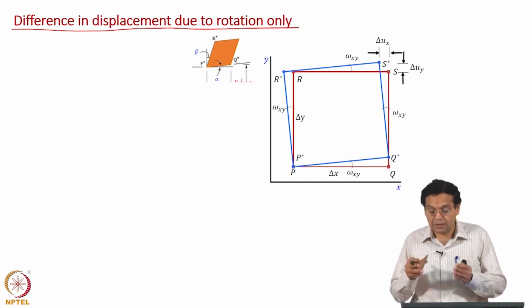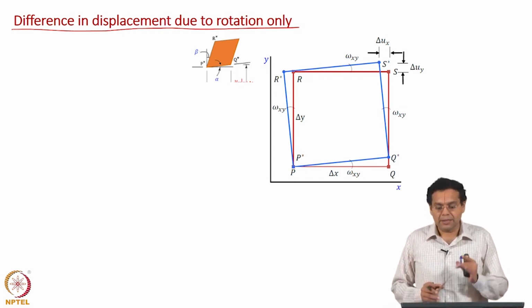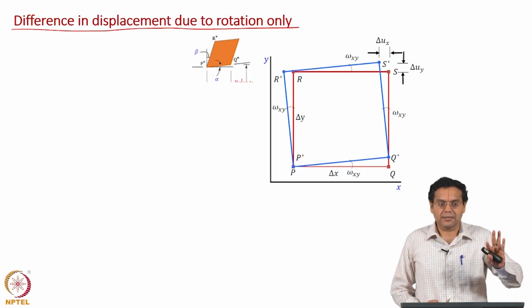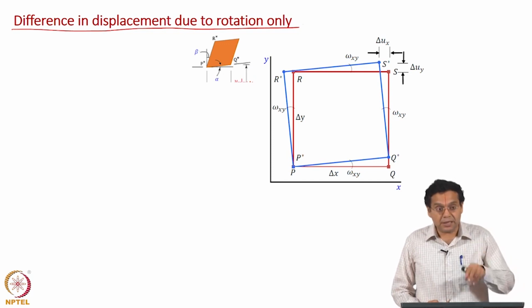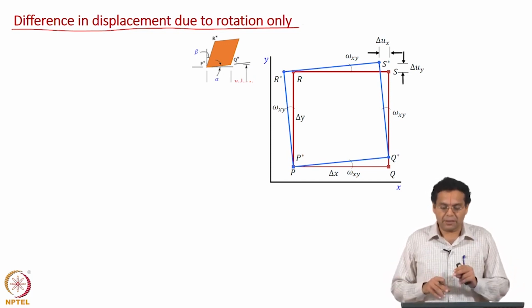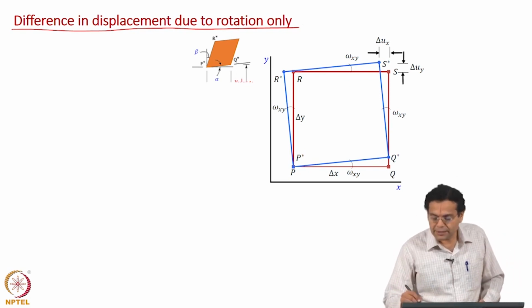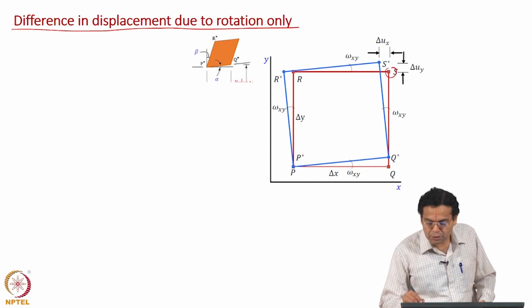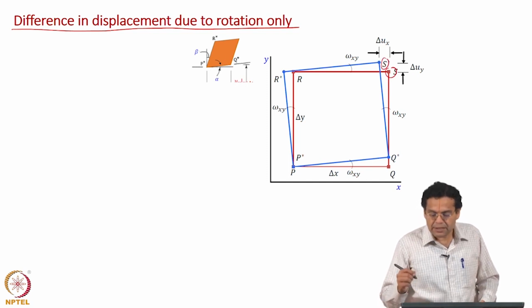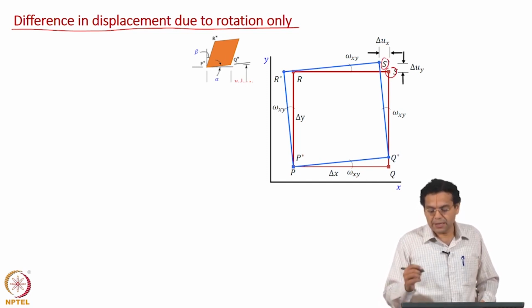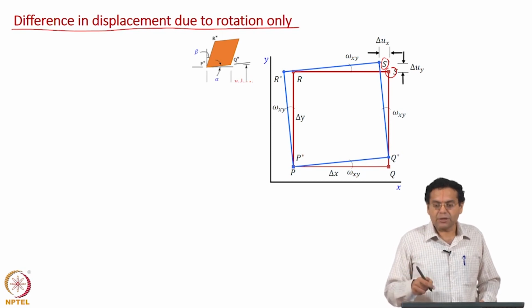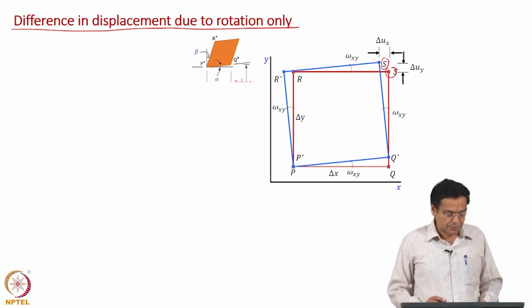Okay. And this is a component you want to separate out. Remember, we already separated out translation, but difference in displacement still includes rotation. We are going to separate it out. So, let us see what this component contributes. Look at this, S has moved to S star, there is a difference in displacement. The reason is rotation. We are going to find the expression for that.